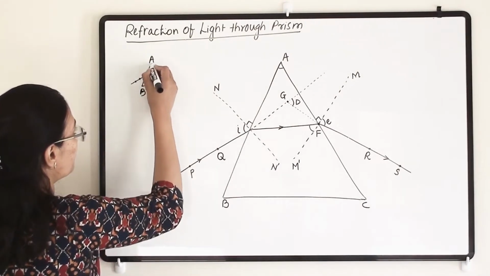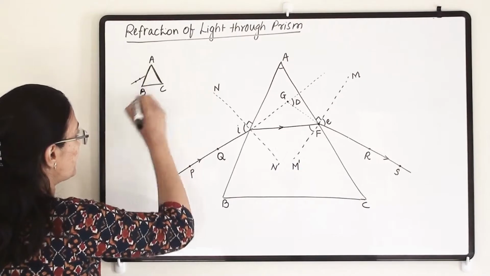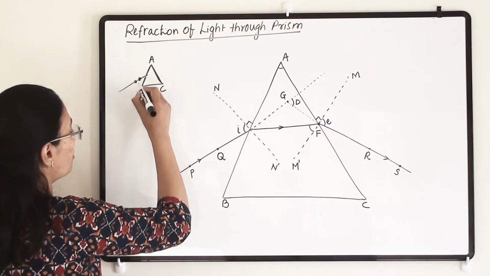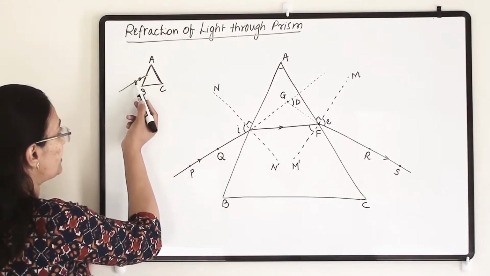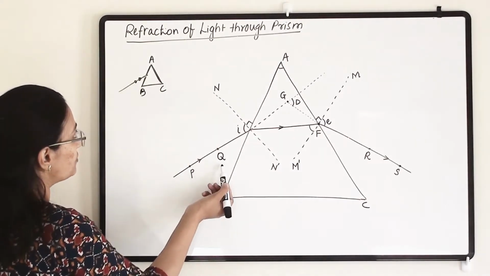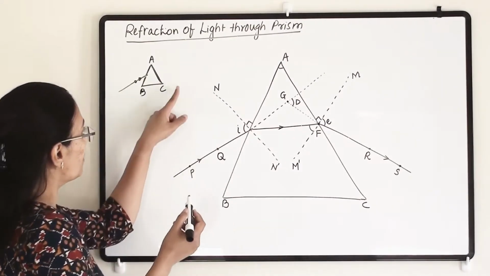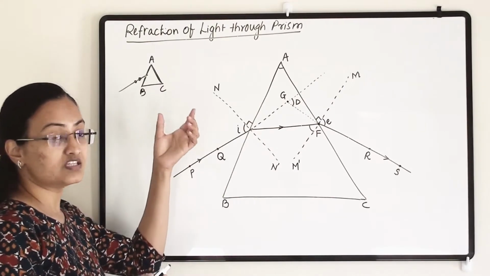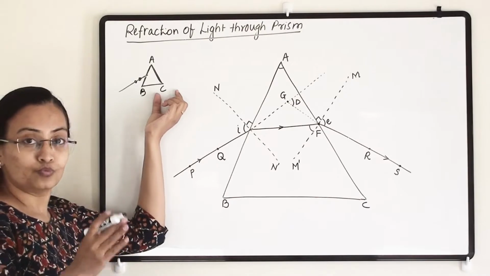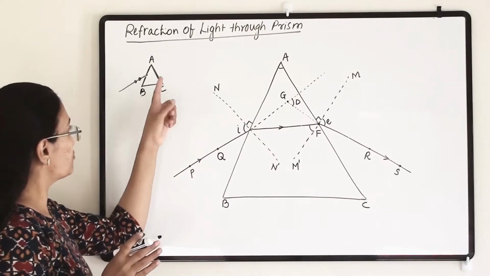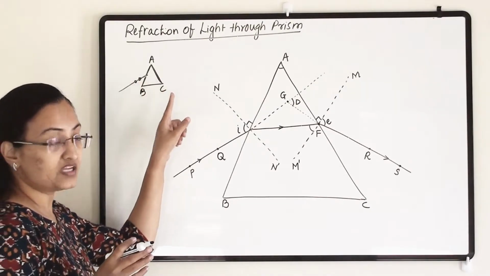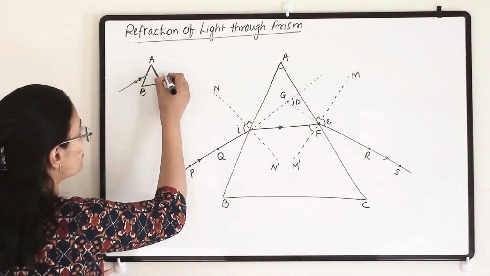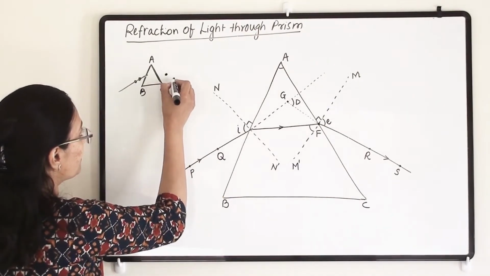So there are two refracting surfaces, AB and AC. First we draw the ray falling on the AB surface, and we place two pins, P and Q. Now go to the other side and try to see the images of these pins through the face AC. Once you see the images of P and Q, they will come somewhere here.